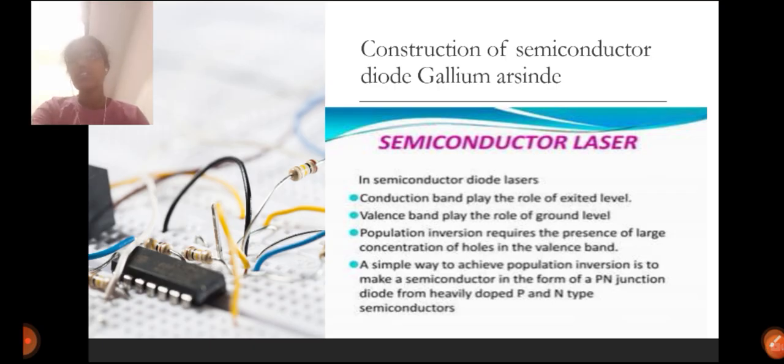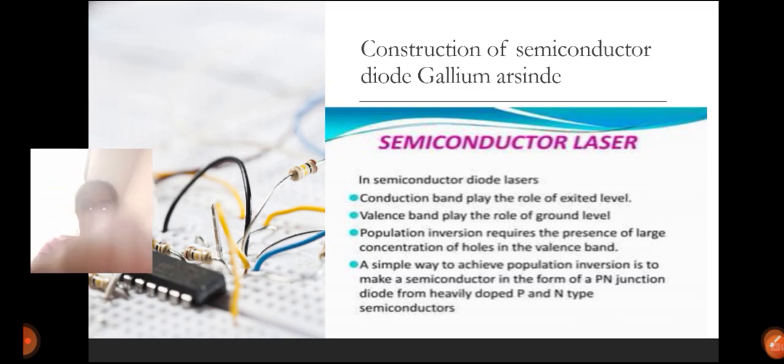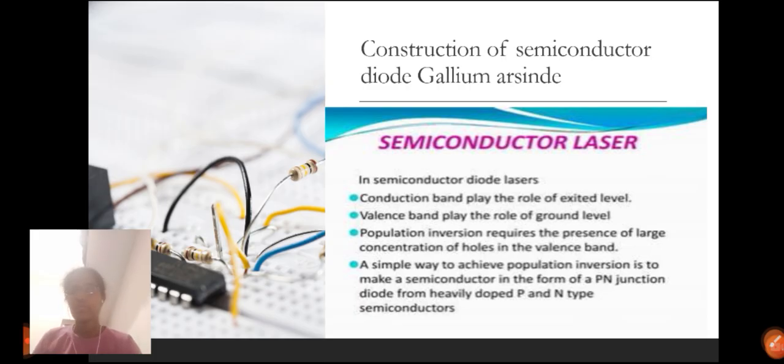First, we discuss the direct bandgap semiconductor. The recombination of holes and electrons occurs without any change in momentum. They produce energy in the form of heat. And the second one is the indirect bandgap semiconductor. The recombination of holes and electrons occurs with a change in momentum. They produce energy in the form of heat and phonons.